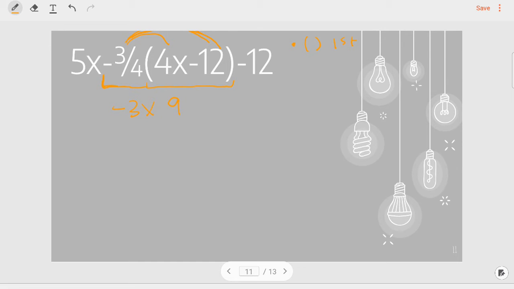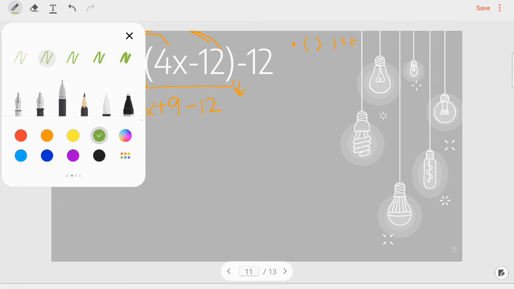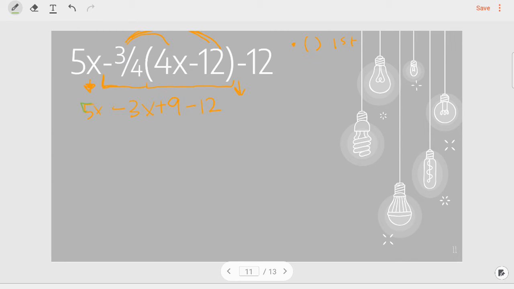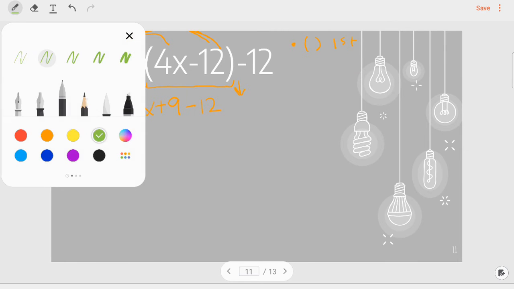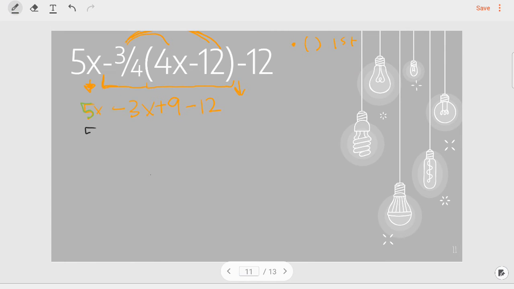Okay, 9. Now that's a positive, so I'm going to make sure I write a plus sign in between. And I'm going to bring down my 5x, and I'm going to bring down the -12 that's after the parentheses. And then I'm going to move on to my next step. So my next step, let's choose a different color. 5x minus 3x plus 9 minus 12.